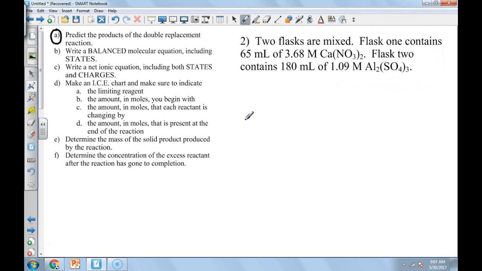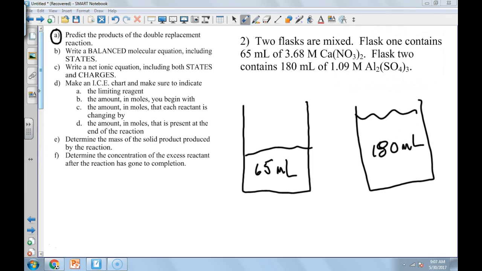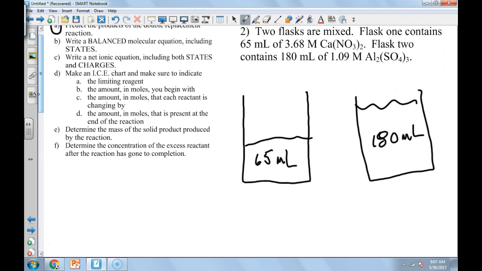Now, before we even do that, let's set up what is going on here. We have two solutions. One is 65 milliliters, and the next is 180 milliliters. Now, when we mix this, this is calcium nitrate, CaNO3, and then this is aluminum sulfate, Al2(SO4)3. Okay, when we mix these, something should probably precipitate.